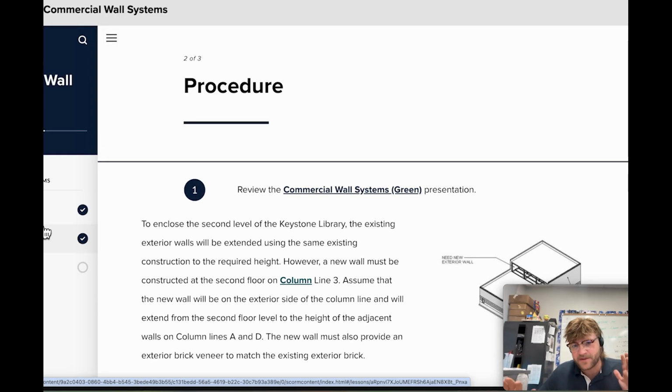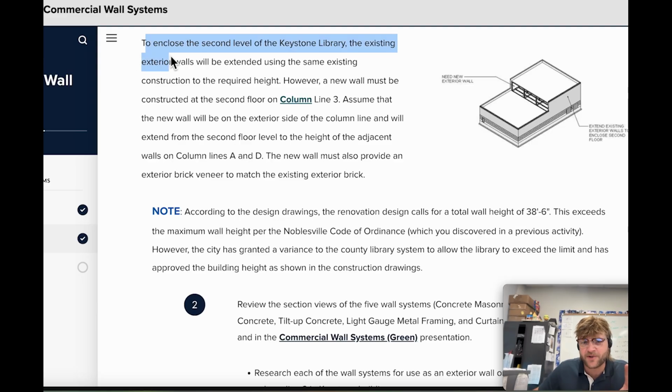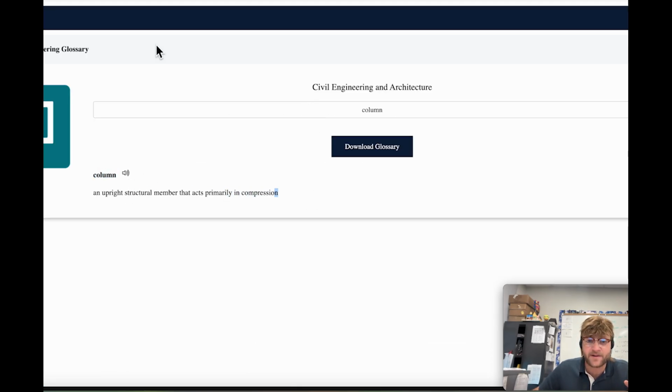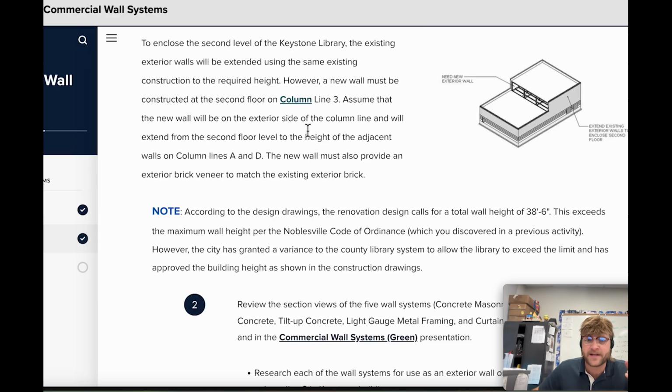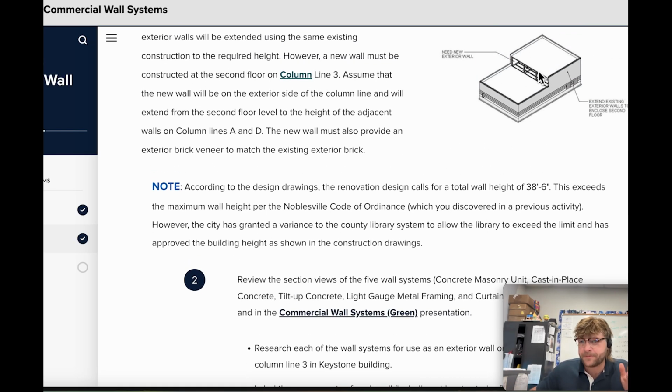In terms of our procedure, so we went through this in class, right? This presentation. You want to make sure that you're going through this and understanding all this background information. They're talking about how we're going to end up adding on the second floor here. And then they are wanting us to determine on column line 3. And if you end up looking at that, they'll give you the actual definition for column there. But on column line 3, they're going to be adding in the new wall. And so we went through these different types of wall systems that you can end up using for commercial walls. They're wanting to know what wall are you going to choose to put here.